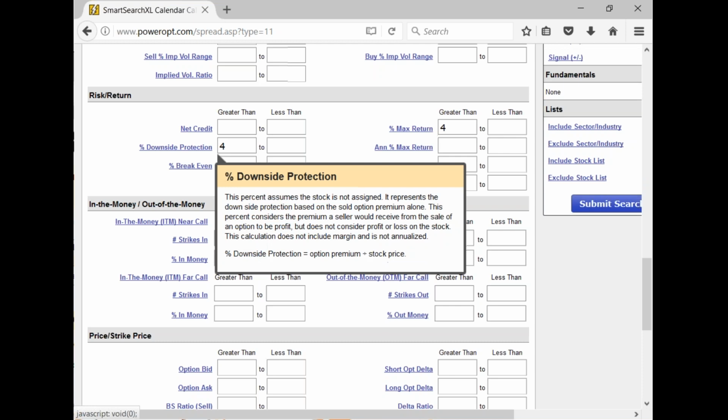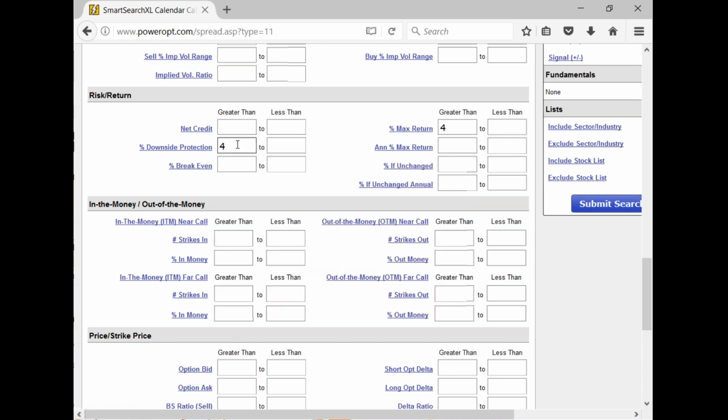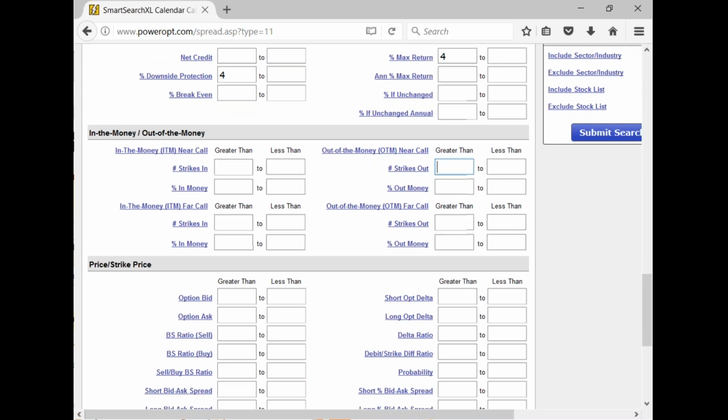Now, the downside protection here refers to the premium I'm collecting divided by the cost of the leap option. So I want to make sure I'm generating at least 4%. Okay? And then you can set your range in or out of the money. So I'm going to want my short call, let's just say percentage out of the money, to be 0 to 3%, no more than that.